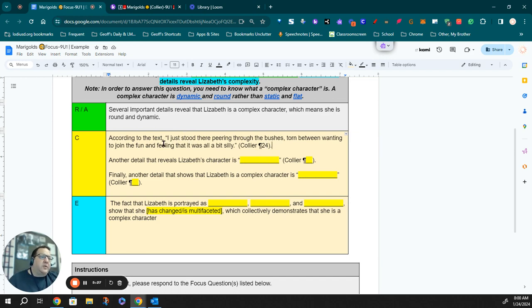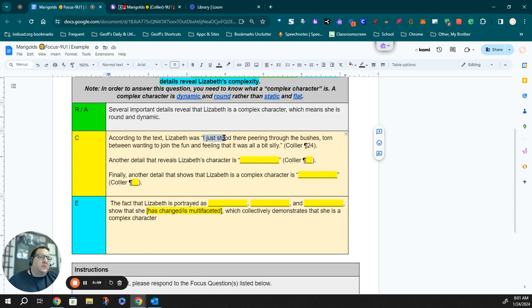I just stood there peering through the bushes, according to the text. And instead of that, I can put Elizabeth here in brackets. I can also put it outside the brackets, which I'm going to do in this case. Yeah, we'll do it that way. Elizabeth was. And I'm not going to put a comma because the sentence is starting here, right? Elizabeth was.